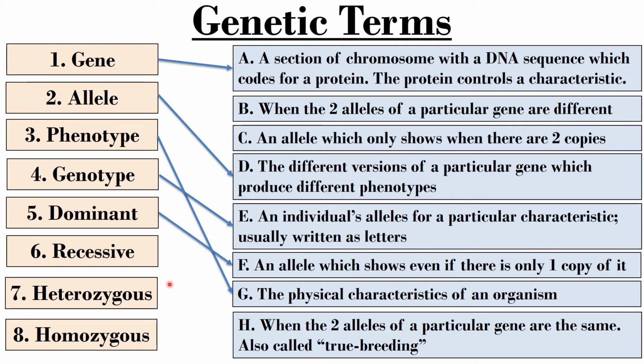Dominant, an allele which shows if there's only one copy of it. Recessive, an allele which only shows when there are two copies of it. And then heterozygous, 7 is B, when the two alleles are different, and 8, homozygous, is H, when the two alleles are the same.